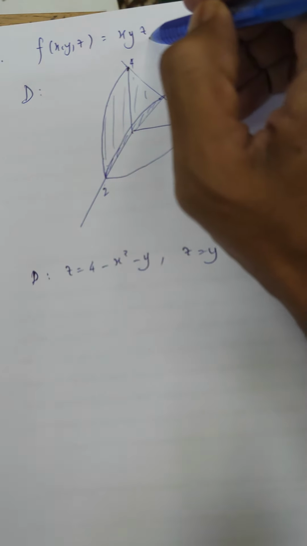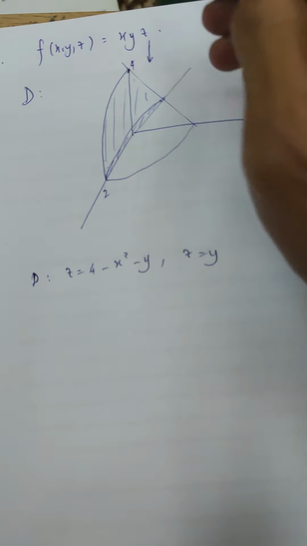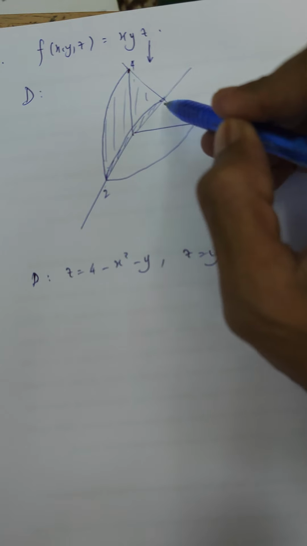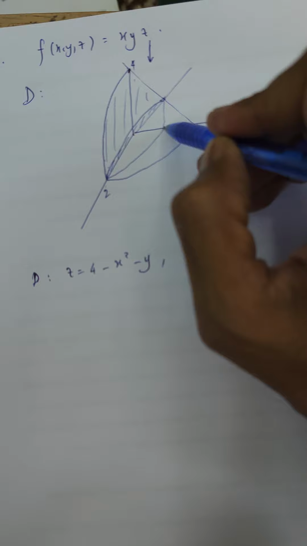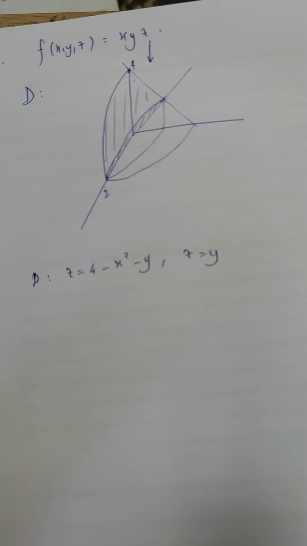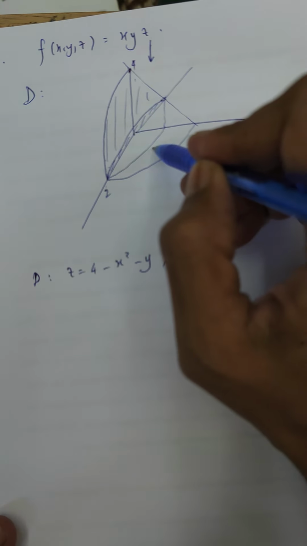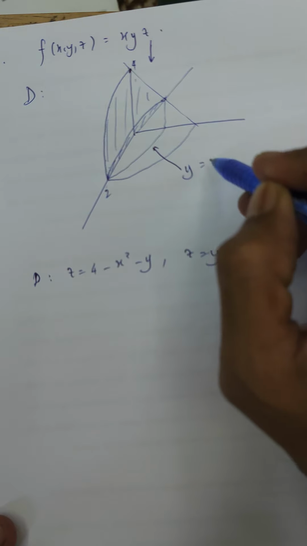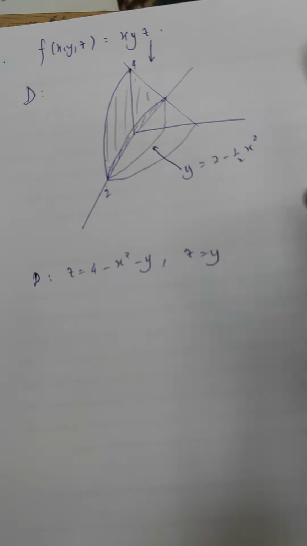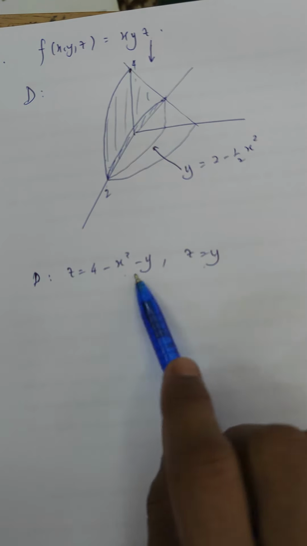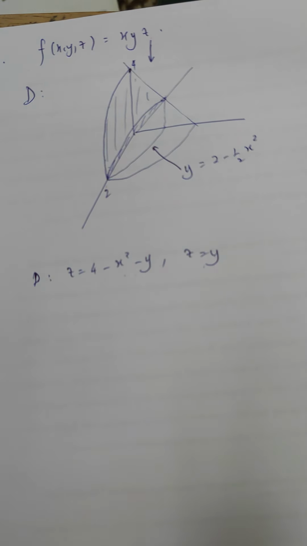If you look at this from z positive, surely that line will fall somewhere here. So it just looks like that. And this line is given as y equals 2 minus half x squared. It is not difficult to determine those things. Just solve these two equations, then you can have y in terms of x.